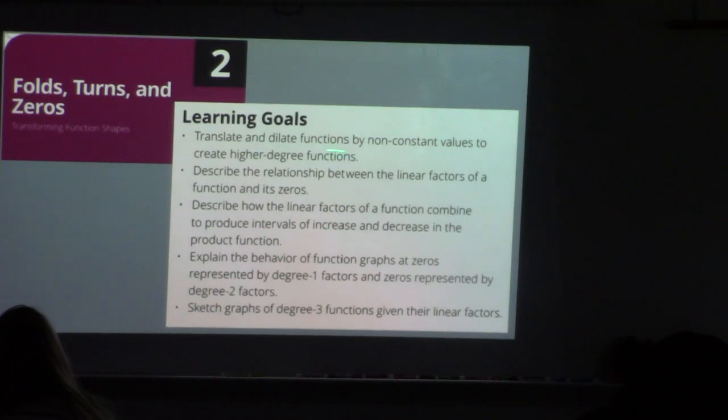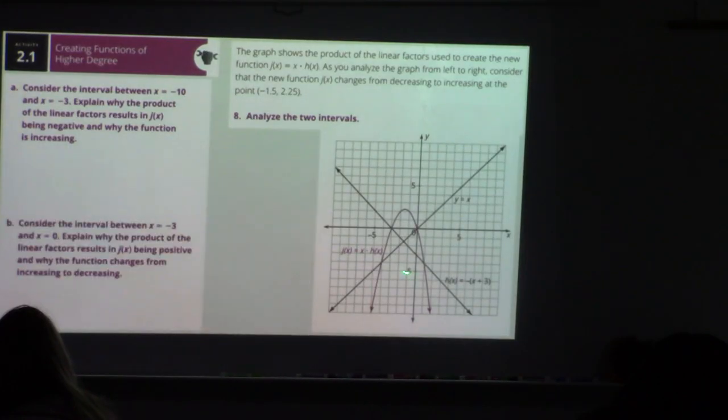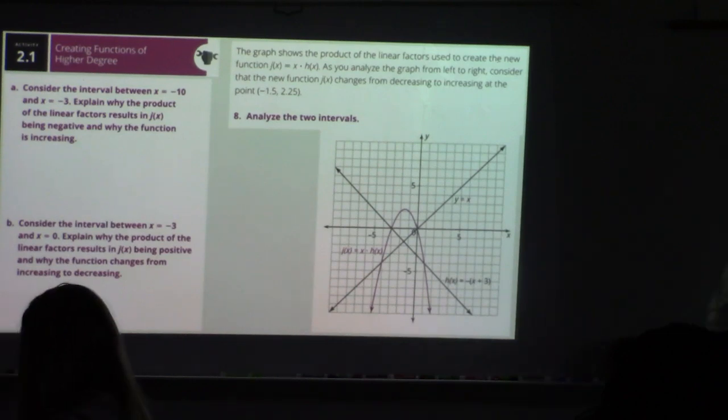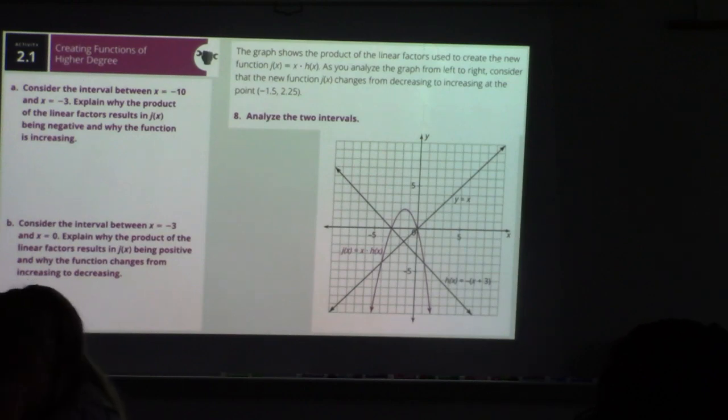So remember, we've been dilating functions by non-constant values. The big thing to remember there is, if I take a linear function and I dilate it by another linear function, do I still have a linear function? No. So like here, I took a linear, I dilated it by another linear, what did I end up with? A parabola, which is what type of function? Quadratic, right? So when we dilated by constant values, it did not change the type of function. But when you dilate by a non-constant value, a variable, it is going to change the type of function.